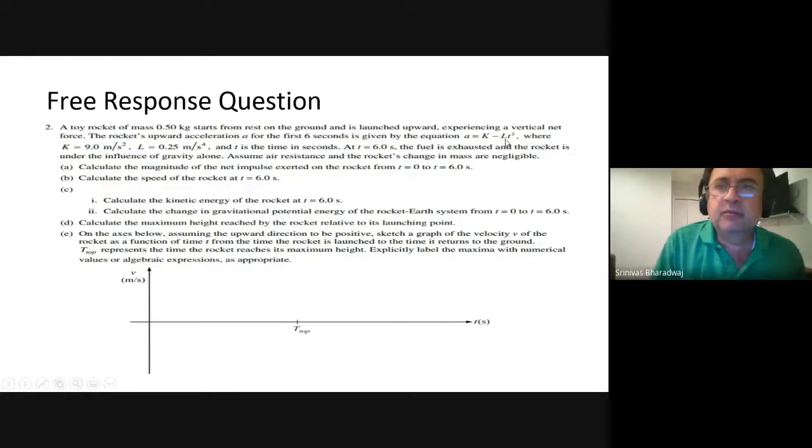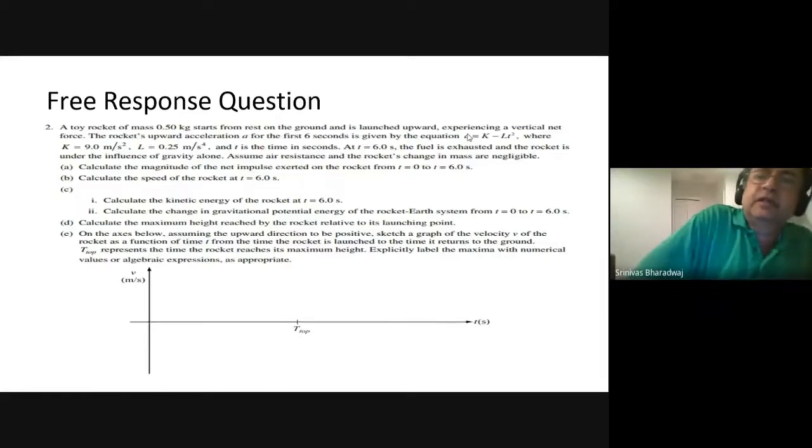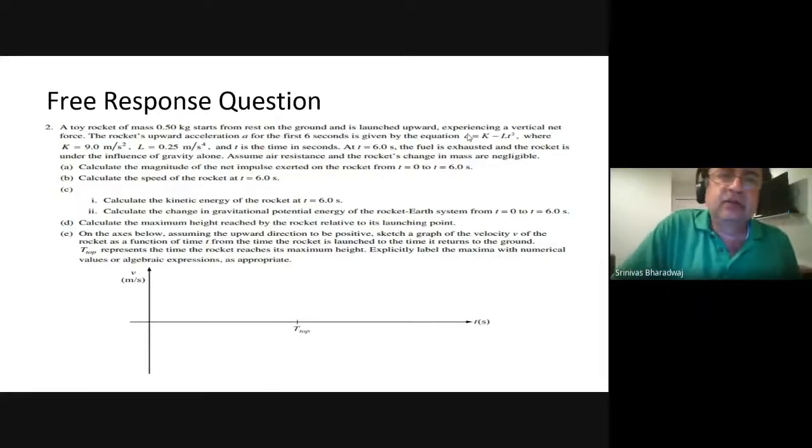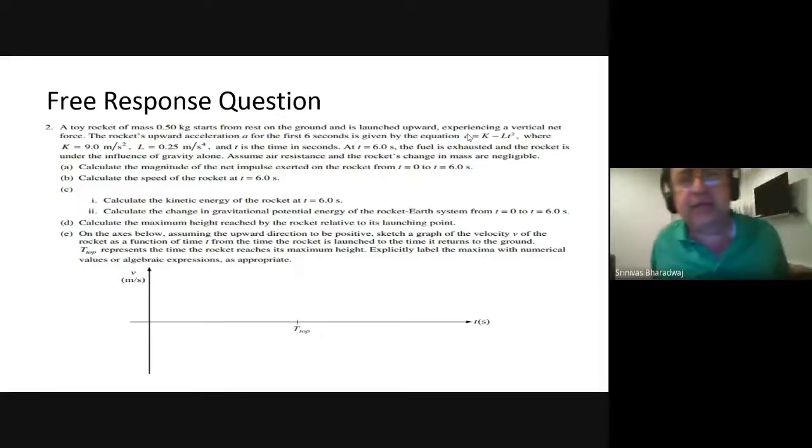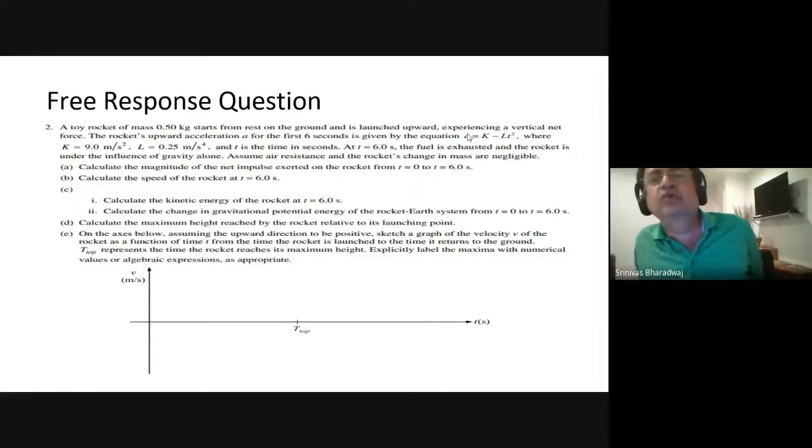9 minus 0.25 times 36. So 9 minus 9, A becomes 0, right? So at T equals 6, fuel is exhausted and the rocket is under the influence of gravity alone. So the rocket's upward acceleration then becomes 0 at that point. Now assume the air resistance and the rocket's change in mass are negligible. Calculate the magnitude of the net impulse exerted on the rocket from T equals 0 to T equals 6.